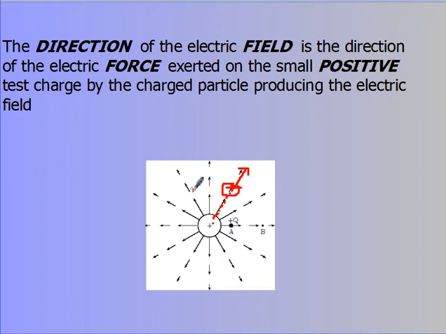What if I put a tiny test charge on this position? Due to a positive charge, it's going to push it this way. So you see we wind up with what's called a radial field.